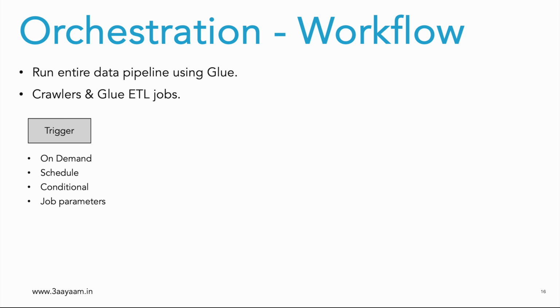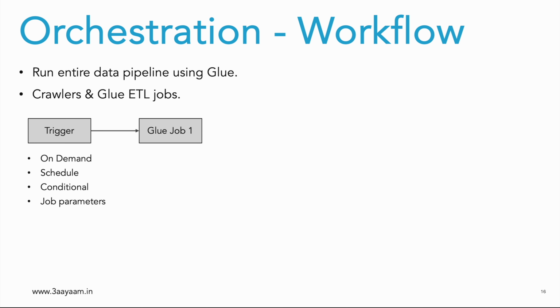Then you have conditional. We can put certain conditions for the trigger. Let's say you have uploaded a file in S3, and based on that, you want to trigger the entire Glue workflow. Not only that, you can pass job parameters also. So let's say you have various different parameters that you want to pass in different ETL jobs for different environments or different data pipelines. You can use job parameters to do so.